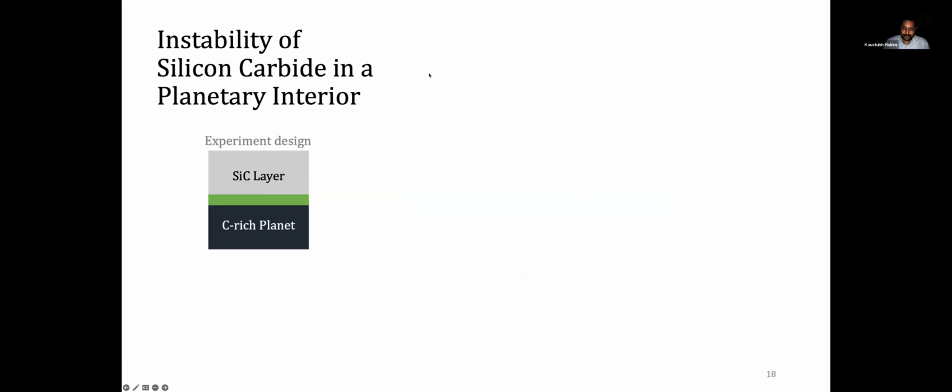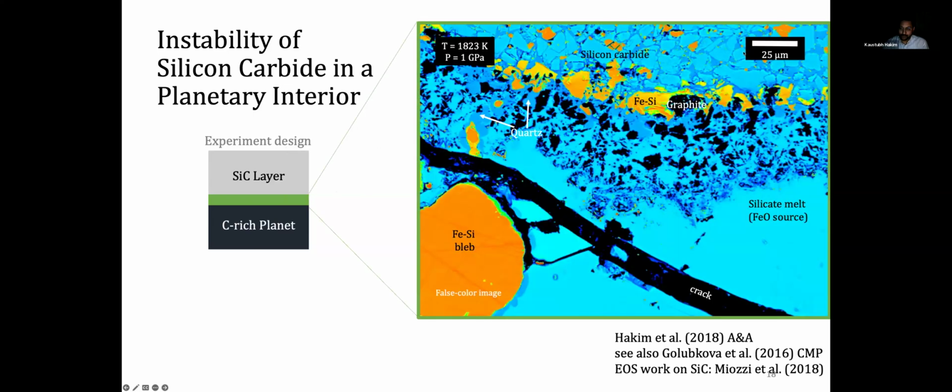Another point I tried to study is how a silicon carbide layer can interact with carbon-rich planets. This is because for carbon-rich planets, in the protoplanetary disk, you also get lots of silicon carbide. But it is known to be unstable at nominal redox conditions, and I wanted to study how it is consumed. That's why I designed an experiment where a silicon carbide layer was touching a carbon-rich planetary layer, and we tried to look at this in detail.